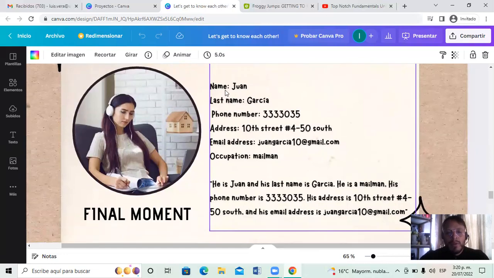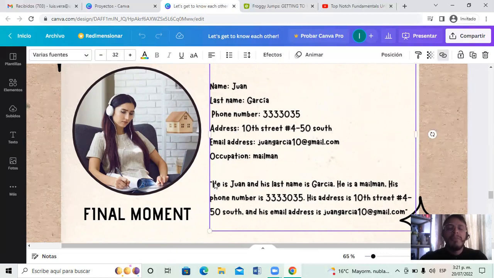Look at the example, okay? In the example we have this: name, last name, phone number, address, email address, occupation, okay? Tenemos la lista de información, pero si nos fijamos abajo tenemos un mini párrafo que conecta todas estas ideas. Quiero que me envíen al foro estos mini párrafos, okay? Conectando las ideas. Look at this, he's Juan, his last name is Garcia, he's a mailman, etcétera, etcétera.